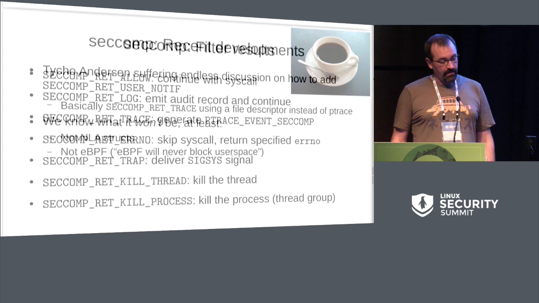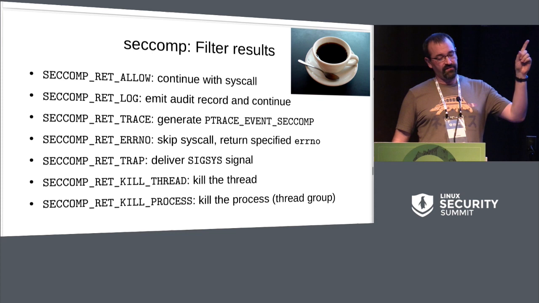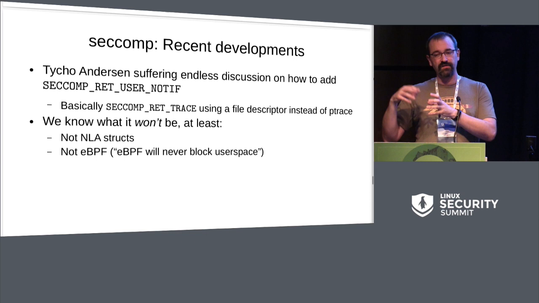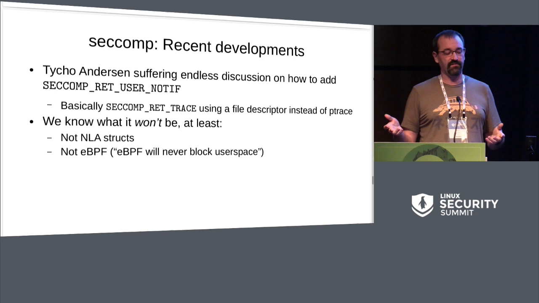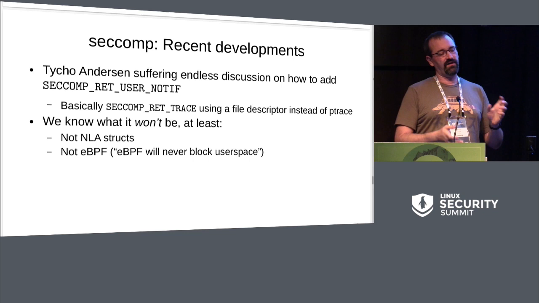Recent developments: Tycho has been working tirelessly to get user notification in. There's a problem with the trace return here, in that you may have a manager inside, say someone running GDB or a different init that's using ptrace to do normal operations, and you want to use this for a container or some other situation. You can't really do a trace because it's already being traced, but you still want to get information out of filters and block and do things. So we're trying to get away from using ptrace to get notifications out of seccomp.